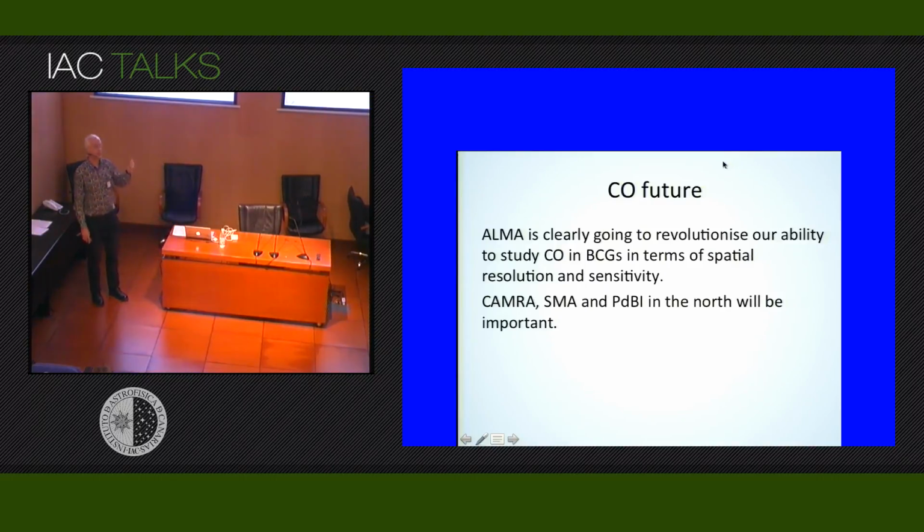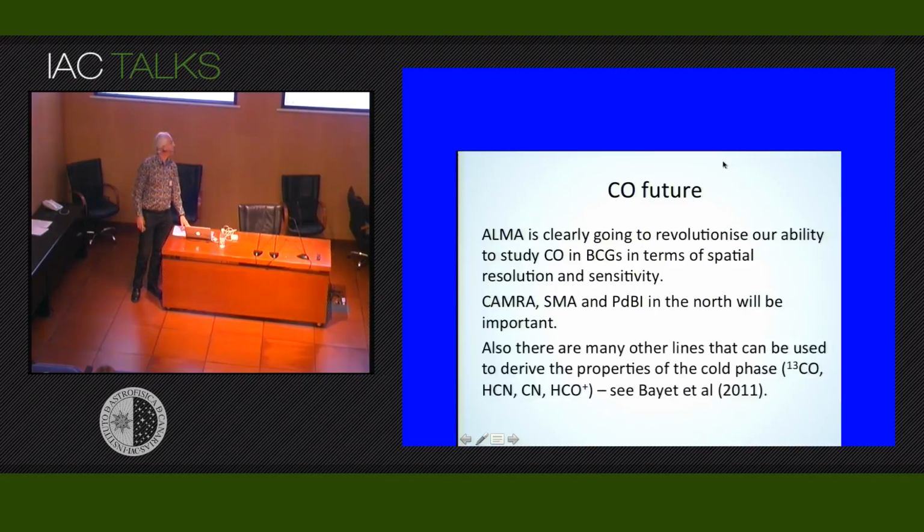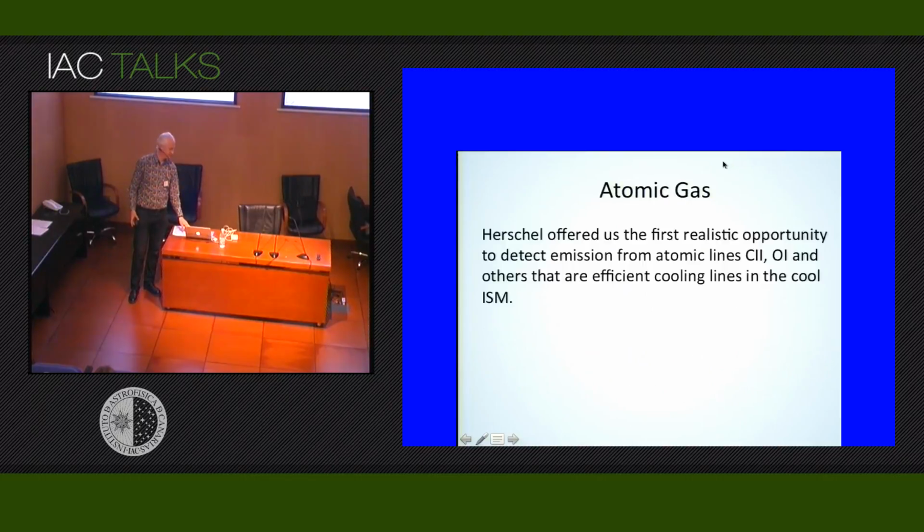But in the north and at other potential wave bands, CARMA in California and Plateau de Bure in France are going to be very important as interferometers that can access the clusters in the north, and the SMA from Hawaii. But also looking at other traces of dense cold molecular gas like HCN and HCO+ are going to be important at understanding not just CO, but the denser traces and how those trace in the cores.